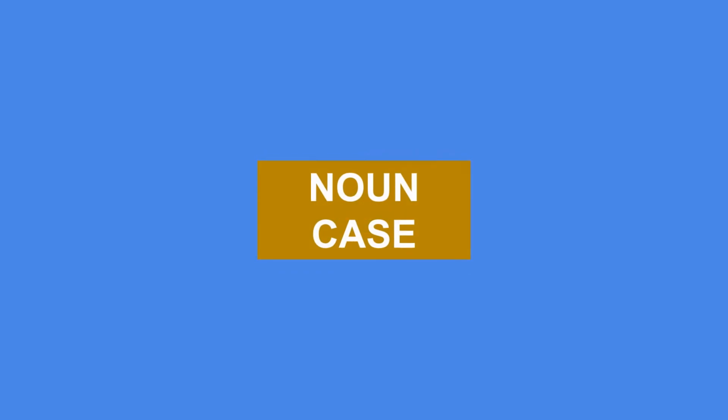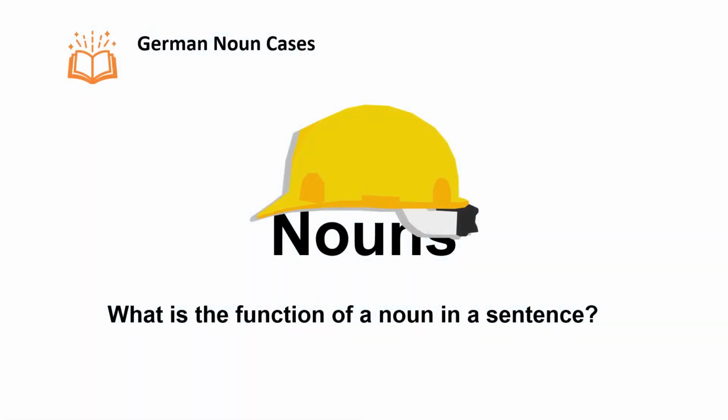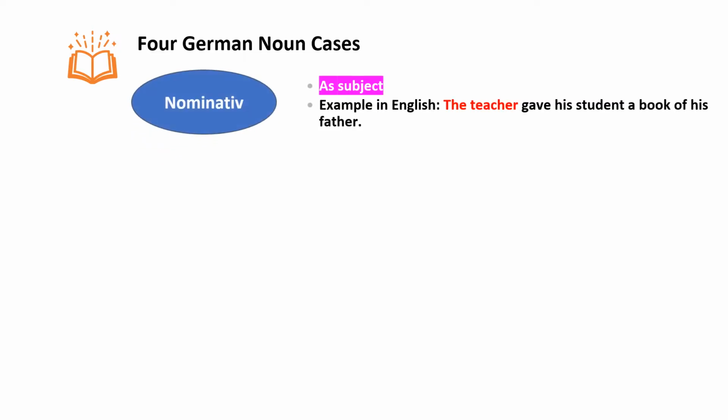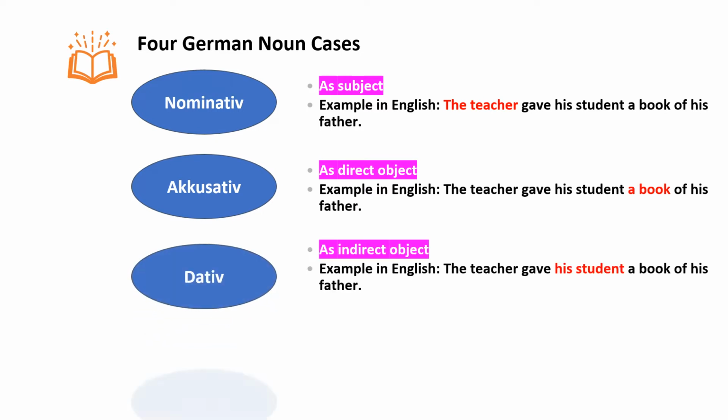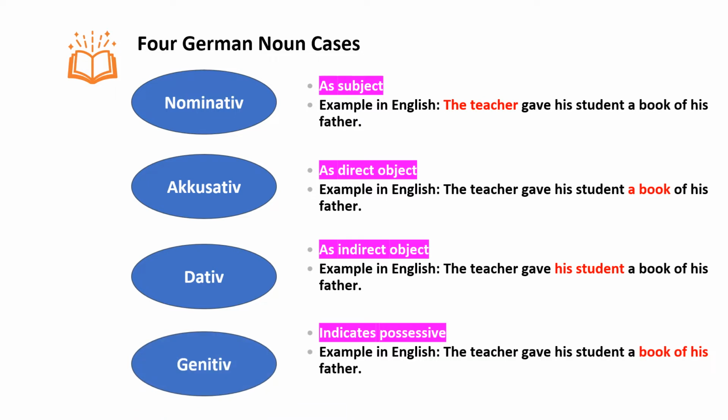Noun case. In general, the case of each noun in a sentence indicates what role it is playing and also shows how they are interacting with the other nouns. There are basically 4 different cases in German: Nominativ, Akkusativ, Dativ, Genitiv. These are equivalent to subject, direct object, indirect object, and possessive in English.